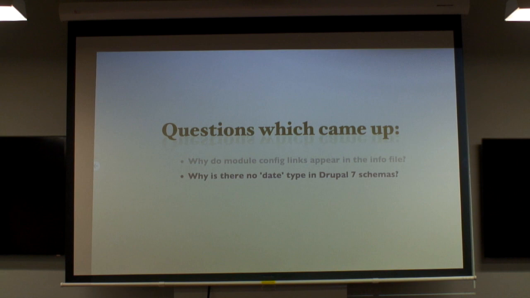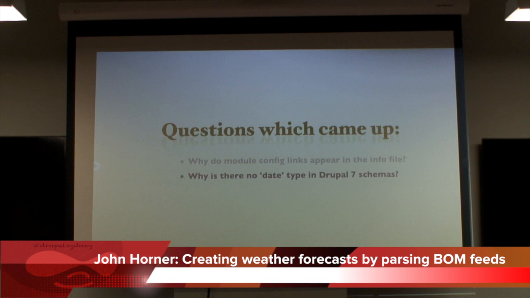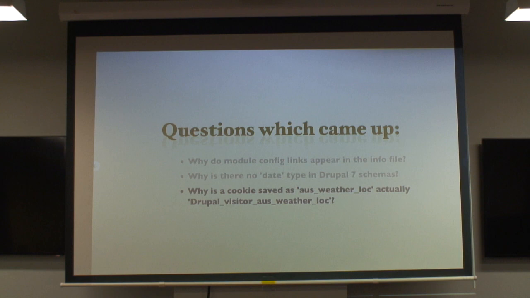Why is there no date type in Drupal 7 schemas? There's timestamps, but there isn't a date. You can't just chuck a date in there. I chucked it in, I got this big red error message, I saved it as a string. It's an ISO date, you can sort it as a string, same as you can sort it as a date. Yeah, which databases? SQLite? SQLite doesn't have a native date.